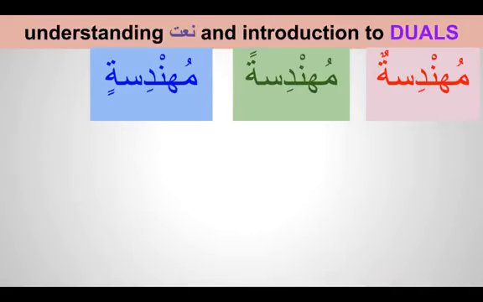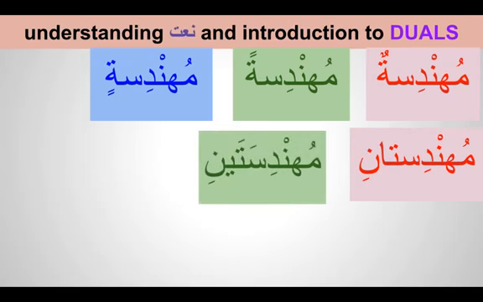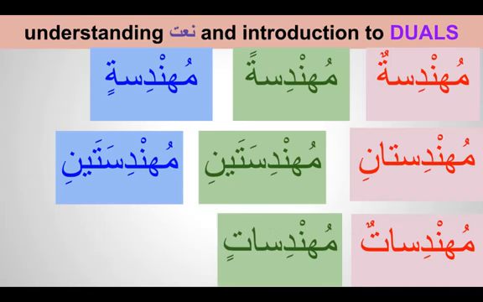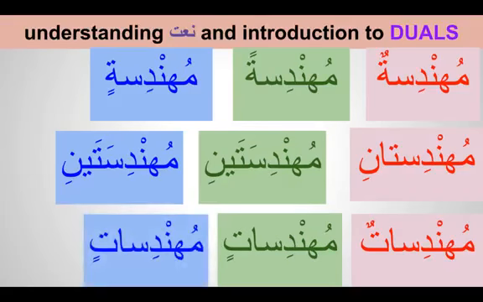Muhandisatun. So you have to tell by yourself. So how will the dual forms be? Marfu form, muhandisatani, muhandisataini, muhandisataini. And jama' muannath salim: muhandisatun, muhandisatin, muhandisatin.